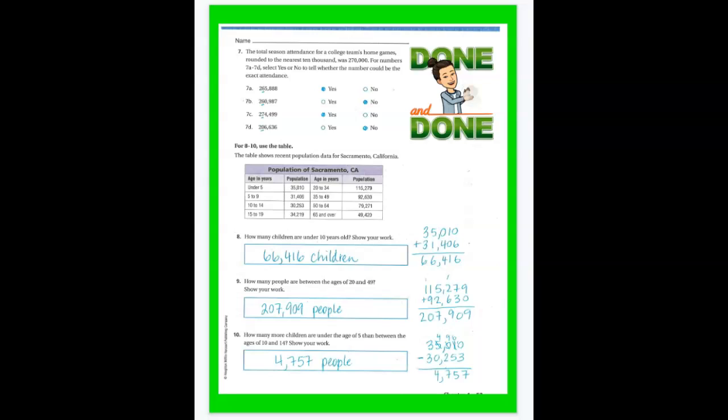Number 10. How many more children are under the age of 5 than between the ages of 10 and 14? Show your work. Again, I'm going to go back to the table. I know that under the age of 5, there's a population of 35,010, and the 10 to 14 population is 30,253. I am going to subtract because it is asking for the difference. So I am going to do 35,010 subtracting 30,253, giving me 4,757 people. How did you guys do?